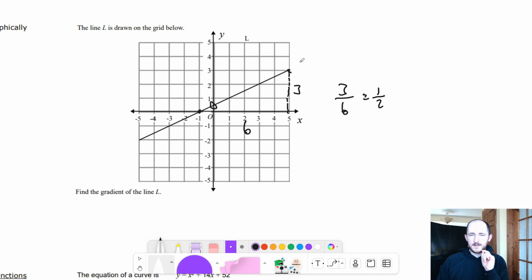The only thing you have to consider is which direction the line's going, okay? If it's going up like that, it's a positive. If it's going down, it's always negative, okay? So the only thing you need to do is add a minus or leave it as is if it's going upwards.